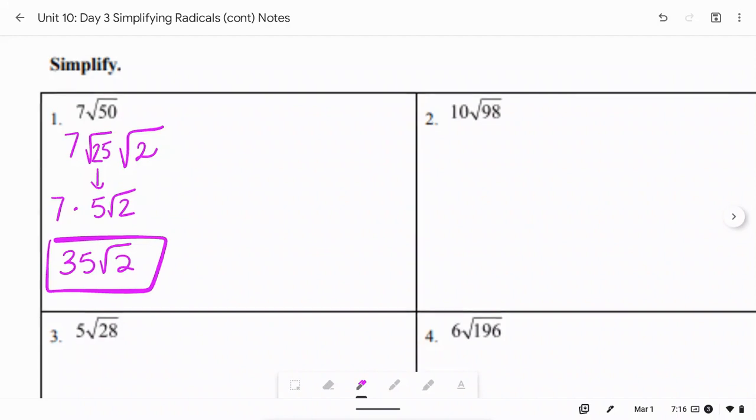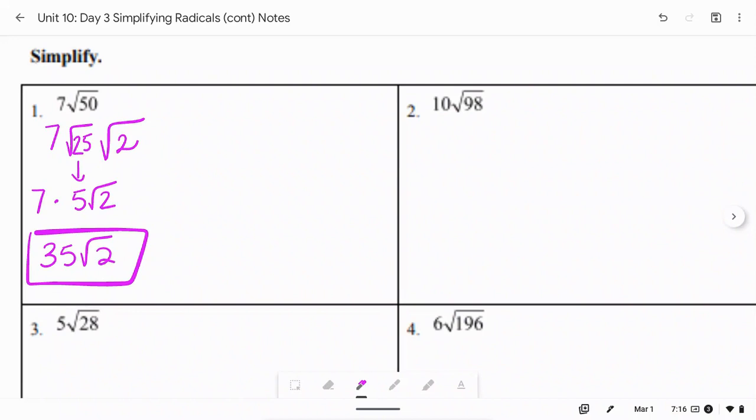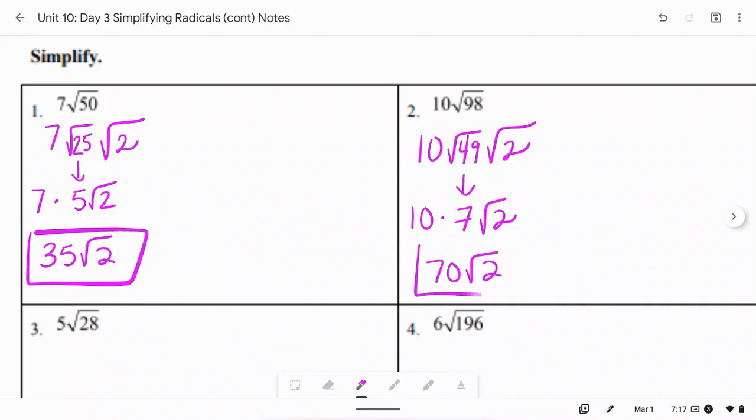Let's do the same thing in number 2. So again, I'm going to simplify the square root of 98 and just bring the 10 down. The largest perfect square number I can divide 98 by is 49 times 2. The square root of 49 becomes 7, and then leave the square root 2. And then when I bring down the 10, I'm going to multiply 10 times 7 to get 70 square root 2 as the final simplified answer.